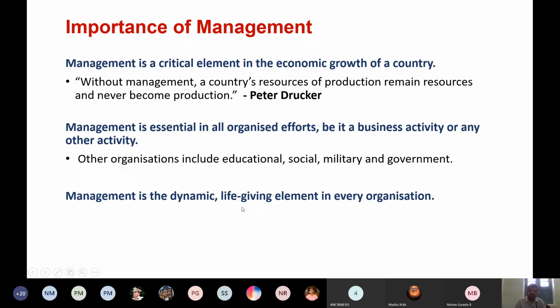Already we see in some of the countries, there is a lot of trouble, a lot of violence, because of mismanagement by the governments in those countries.